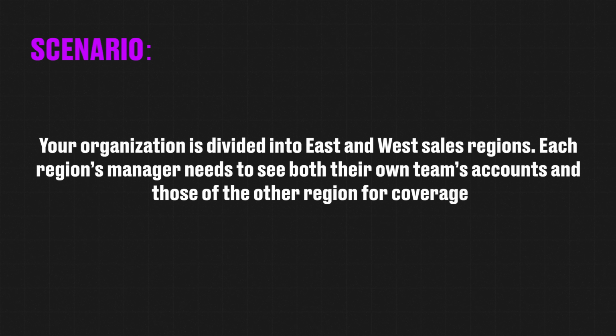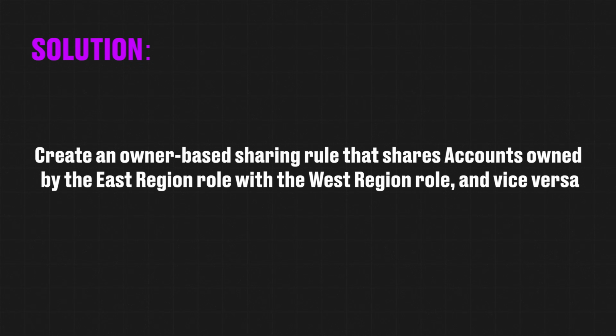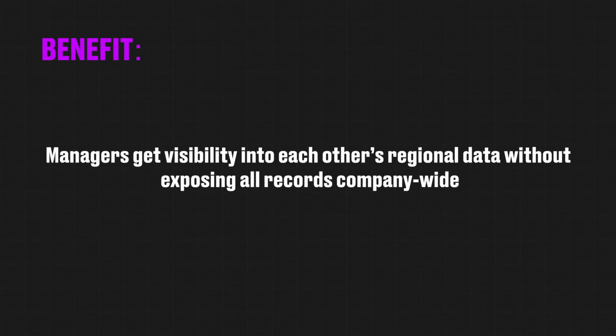Here's a scenario. Your organization is divided into East and West sales regions. Each region's manager needs to see both their own team's accounts and those of the other region for coverage. The solution? Create an owner-based sharing rule that shares accounts owned by the East region role with the West region role, and vice versa. The benefit? Managers get visibility into each other's regional data without exposing all records company-wide.